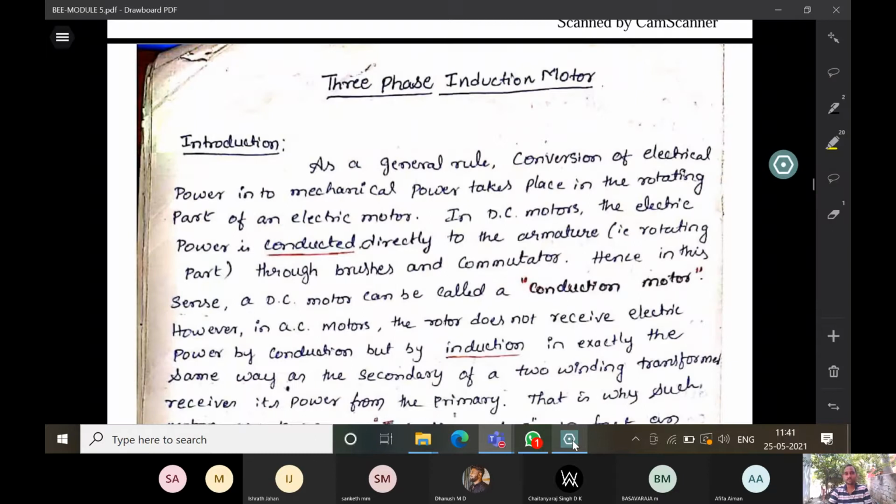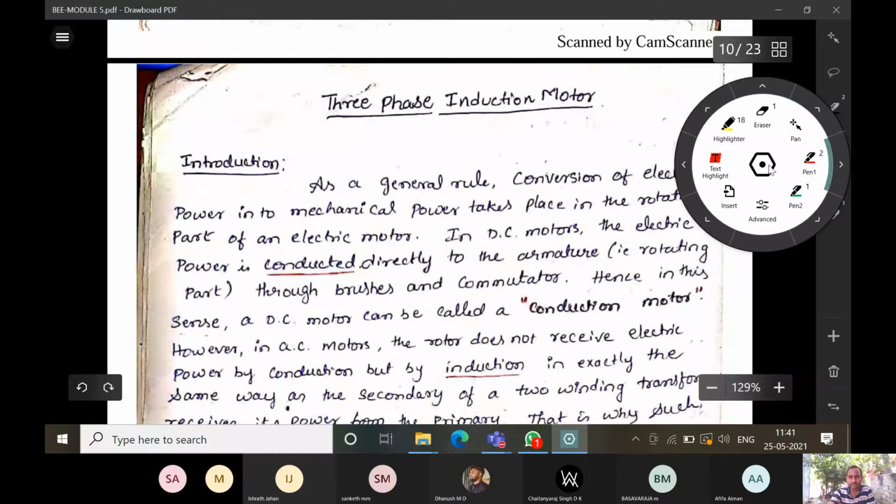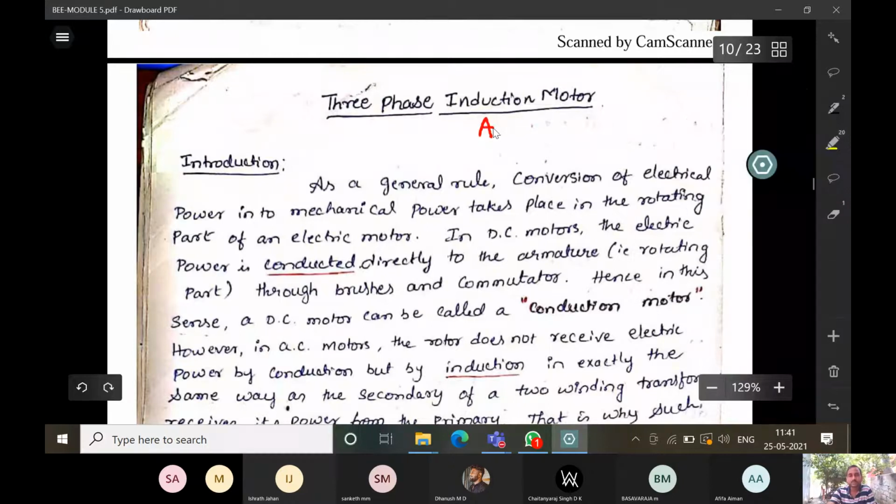So, three-phase induction motor. What is a three-phase induction motor? First, what is a motor? A motor is a device or machine which converts electrical energy into mechanical energy. All of you know that, right? Okay, what is induction? Induction refers purely to the AC machine. The induction effect comes in AC, not in DC. It works on the principle of Faraday's laws of electromagnetic induction.